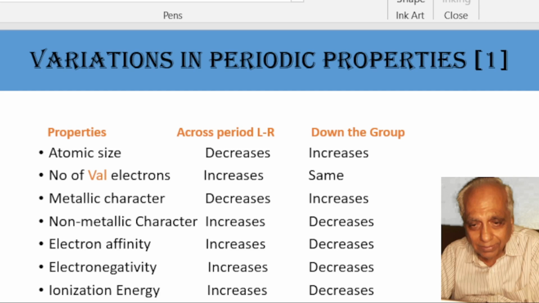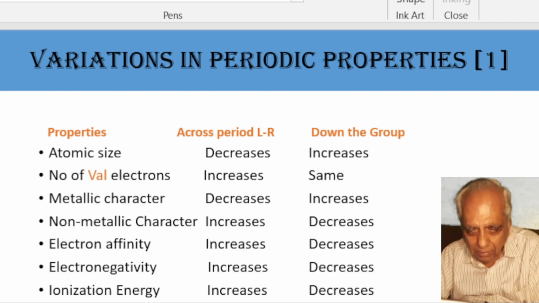Now metallic character. On the left-hand side are sodium and lithium, highly reactive metals. The right side has halogens, so metallic character is decreasing. If we go down the group, metallic character will go on increasing. As I told you, the bottommost has maximum reactivity of a metal. Non-metallic character would be the opposite of it. In the beginning it is not at all non-metallic, and on the right it is highly non-metallic. So non-metallic character is increasing across the period, and down the group it will decrease.